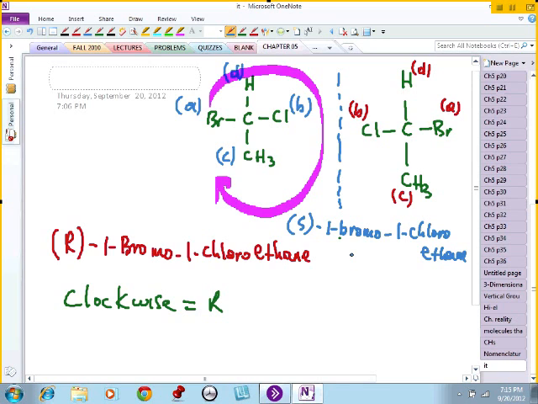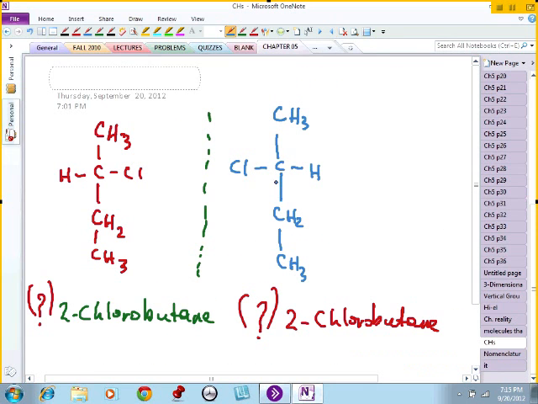Now, the example I'm giving you here shows a case in which the group of lowest priority, which is hydrogen, is going away from you. That is what the convention says. Before you make your motion, the group of lowest priority must be going away from you. Your book does it differently, so follow what I want to tell you now. If it just so happens that the group of lowest priority is not going away from you, I will tell you exactly what to do. But before we do that, let us go back and name those two molecules that we gave you earlier.